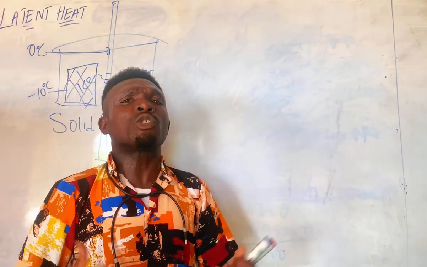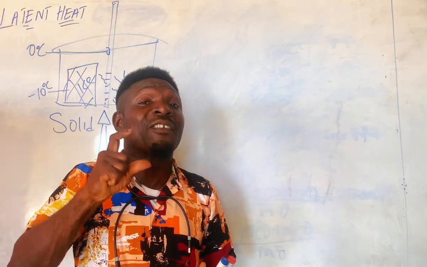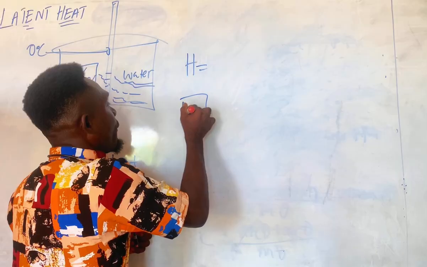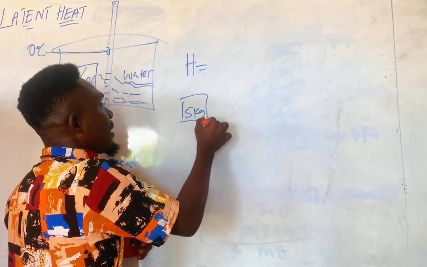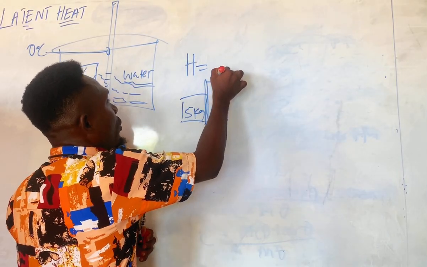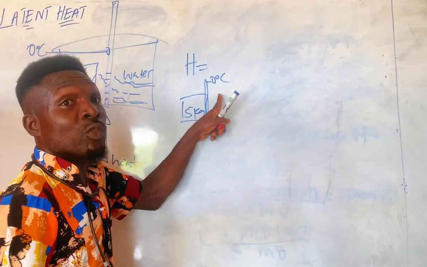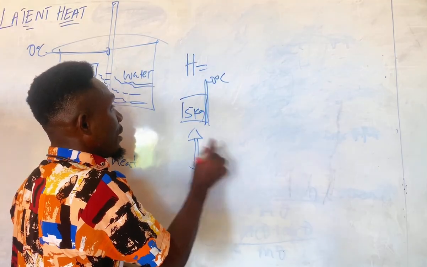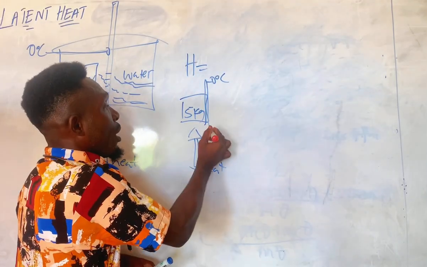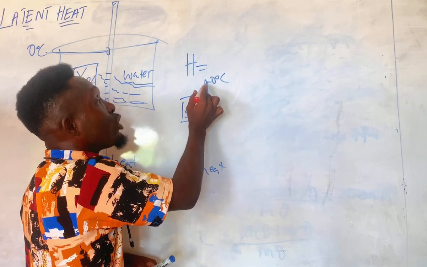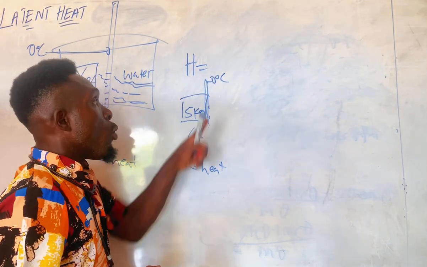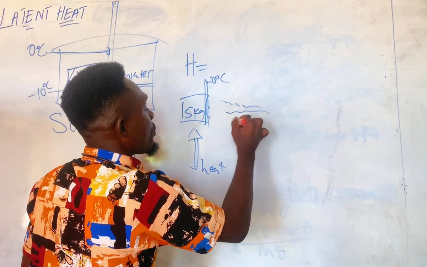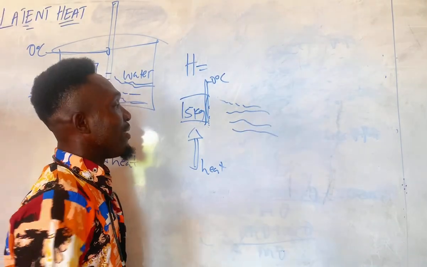Calculate the amount of heat required to change 5 kilograms of ice to water. Here is my ice, 5 kilograms. At what temperature? 0 degrees Celsius. What happens as we are supplying heat? Once we supply heat to this 5 kilograms of ice, the temperature begins to reach 0 degrees Celsius. When the temperature gets to 0 degrees Celsius, what happens? The ice begins to melt into liquid.